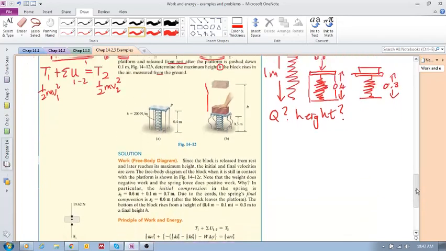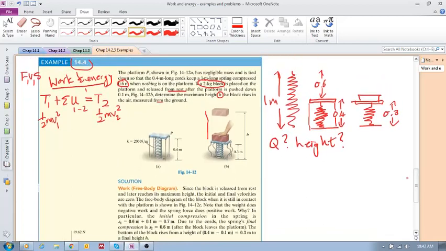Now, remember, the first thing we always do is we draw a free body diagram. Why? Because the second term is the work of all the forces. It is the sum of all the work due to all the forces acting on the brick. So what are all the forces acting on the brick?